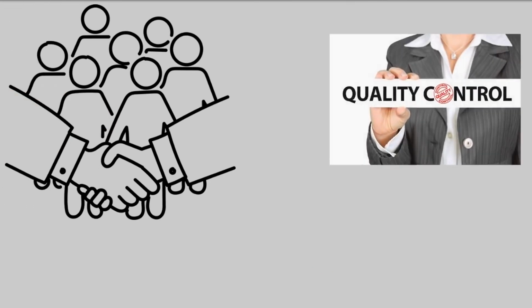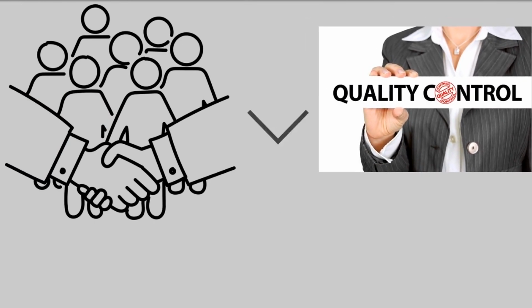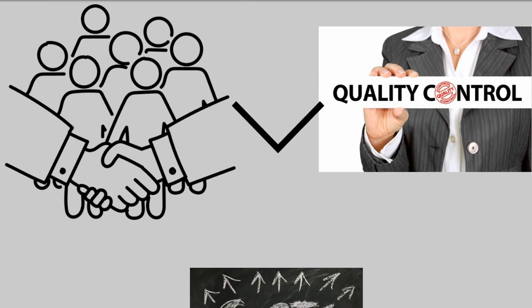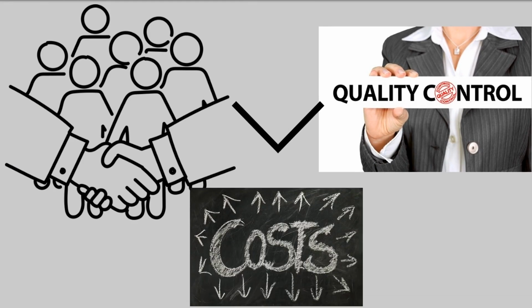Another important aspect to consider is the relationship between the company and its suppliers. Proper management of supplier relationships can help reduce production costs and improve product quality. Companies may also consider outsourcing certain functions to reduce costs.